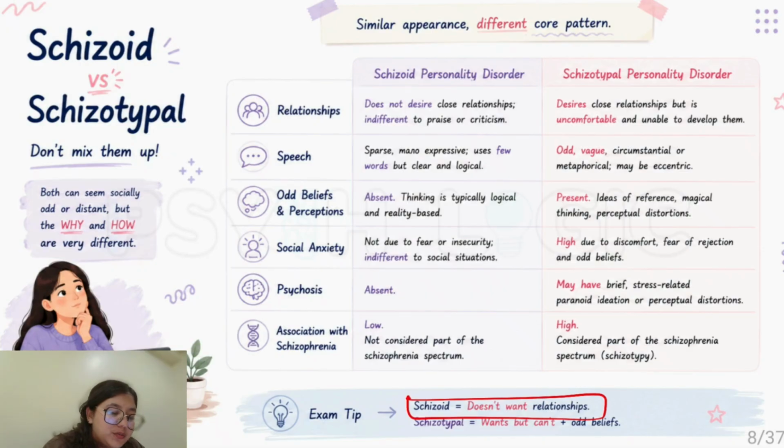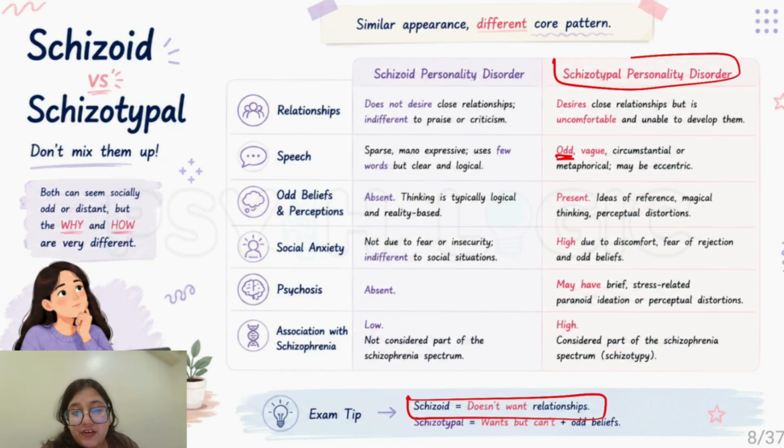While when you talk about schizotypal personality disorder, the reason they're struggling socially is different. They have very odd beliefs, eccentric behavior, unusual perceptions, and a strange way of thinking, which makes social interaction difficult. They have difficulty maintaining relationships because of their odd thinking or eccentric behavior. They want to have social relationships, they just can't.